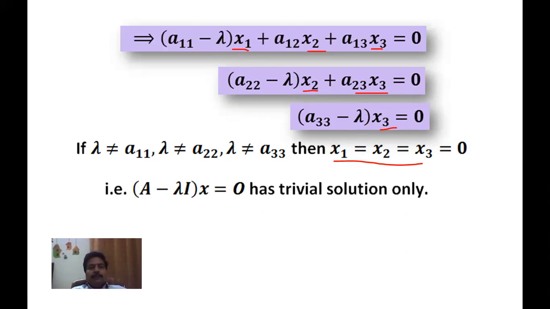So (A minus lambda I) x equal to O has the trivial solution only. If all are zeros, then that is the trivial solution, the zero solution. If (A minus lambda I) x equal to O does not have a non-trivial solution, lambda is not an eigenvalue.